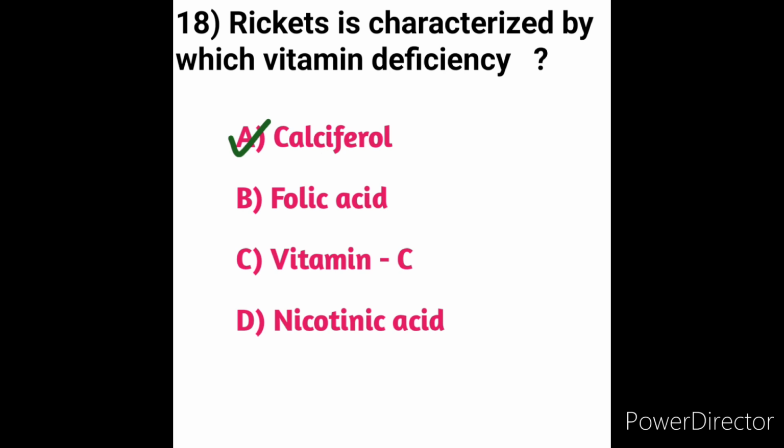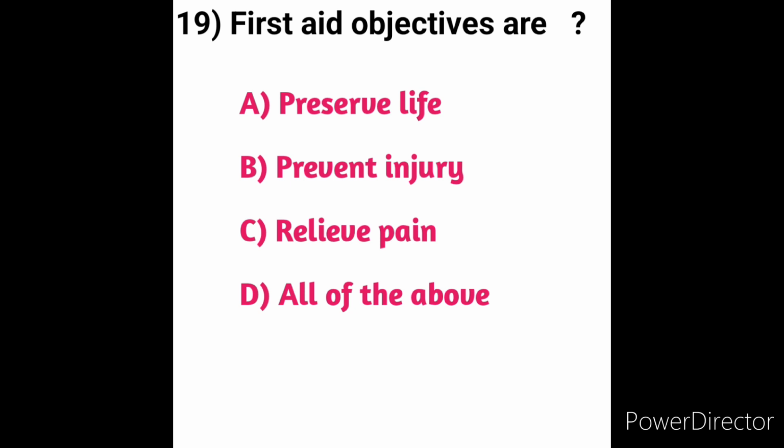Next we will move on to question number 19. What are the first aid objectives from the following? Option A, preserve life; option B, prevent injury; option C, relieve pain; option D, all of the above.